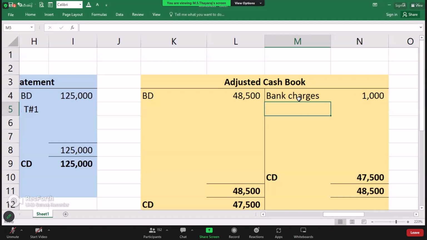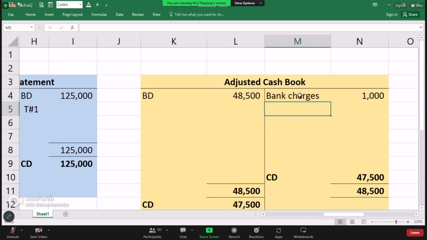So it should be included in the adjusted cash book. The bank charged this amount of 1,000, therefore it was not considered by the cash book. So now we have to credit this amount 1,000.